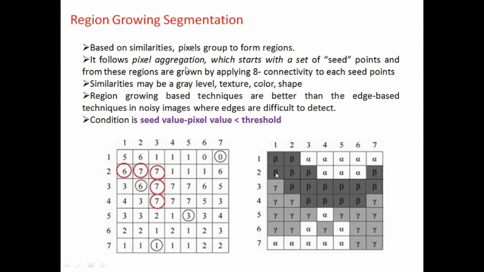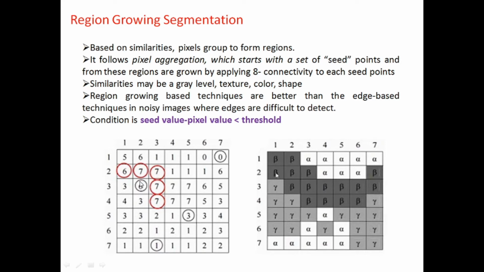It is based on the pixel aggregation technique where we need to selectively pick a pixel point, which we are going to call a seed point or a base point, and from them regions are grown by applying the 8 connectivity neighborhood principle to each seed point. So you can see in the input image I have 6, 0, 3 and 1. These are some seed points in the given 8 cross 8 input image. So this seed point is connected with its surrounding pixels by using the 8 connectivity neighborhood.